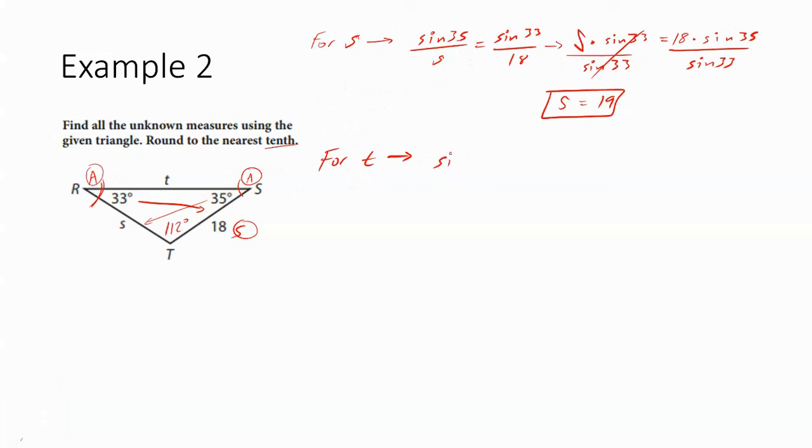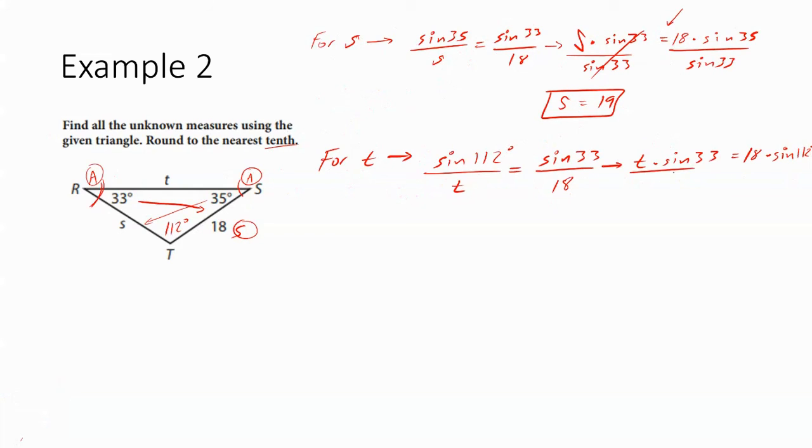So we have sine of 112 degrees over T, which is what we're solving for, and we can set it equal to a known angle that has an opposite side that's given, which I'll just go ahead and reuse, sine of 33 degrees over 18. That way my rounding for S doesn't mess up my answer for T. All right, cross multiply, just like the last example up here. So you should get T times sine of 33 degrees equaling 18 times sine of 112 degrees.